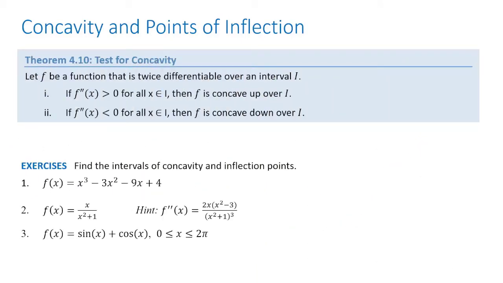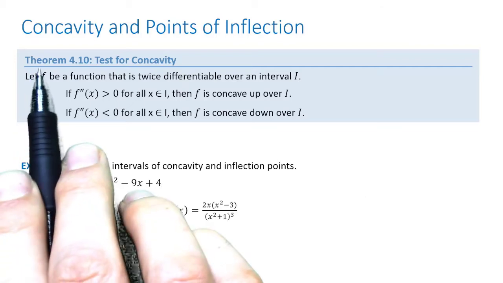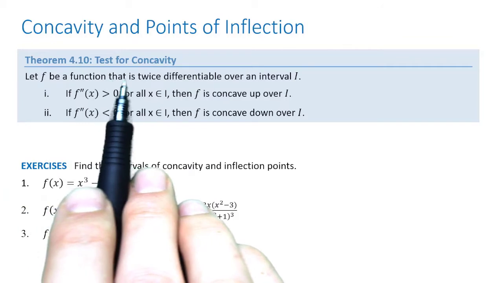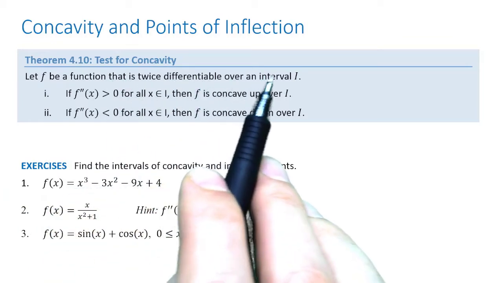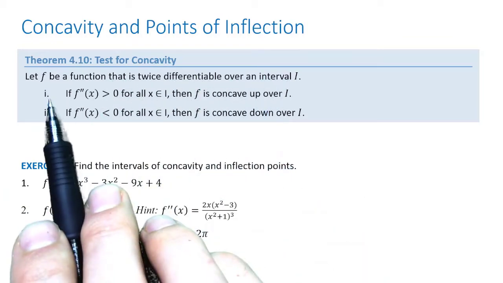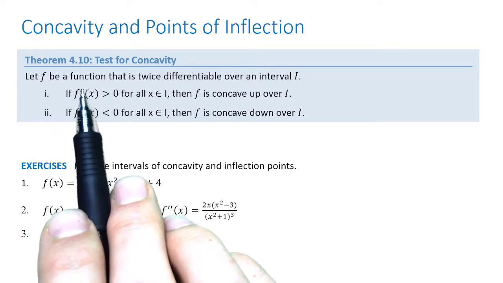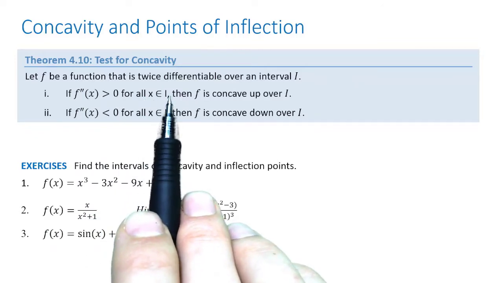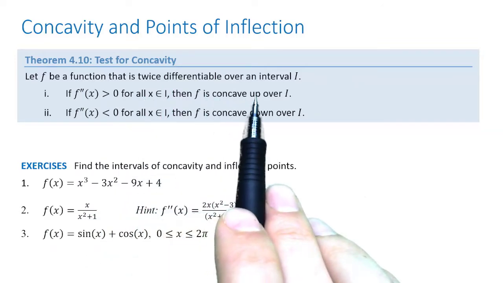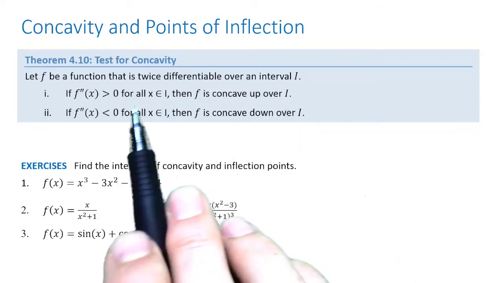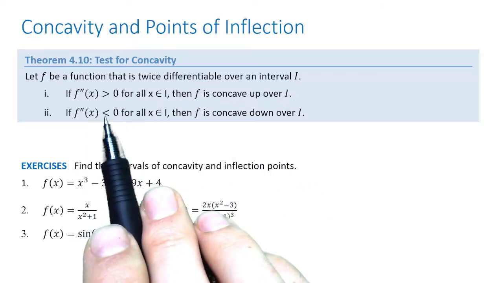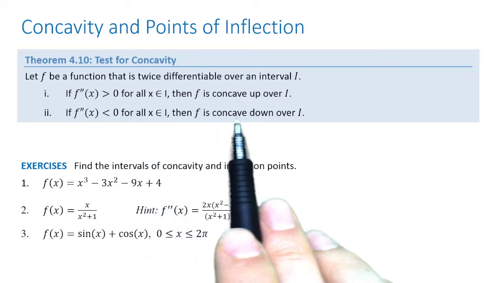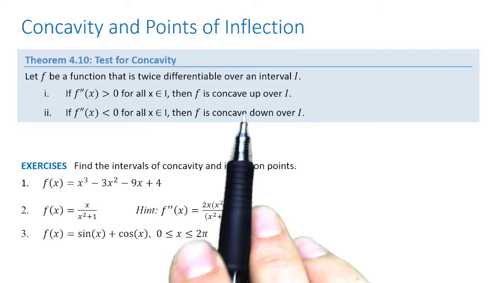Okay, well, what else can we say about concavity? Well, we have this theorem, test for concavity. What does it say? It says, let f be a function that is twice differentiable over an interval I. Part 1, if the second derivative, f double prime of x, is greater than 0 for all x in the interval, then f is concave up over that interval. If the second derivative at x is less than 0 for all x in that interval, then f is concave down over that interval. Now, does this make sense?